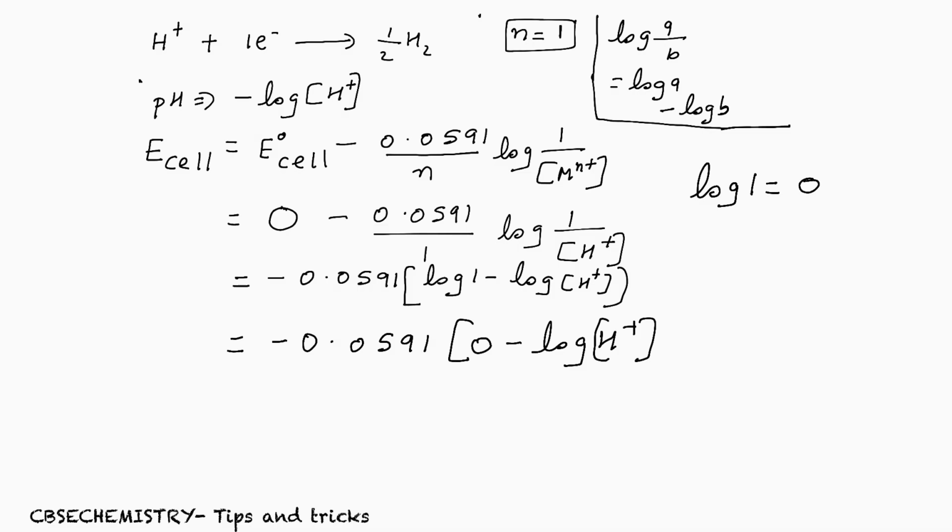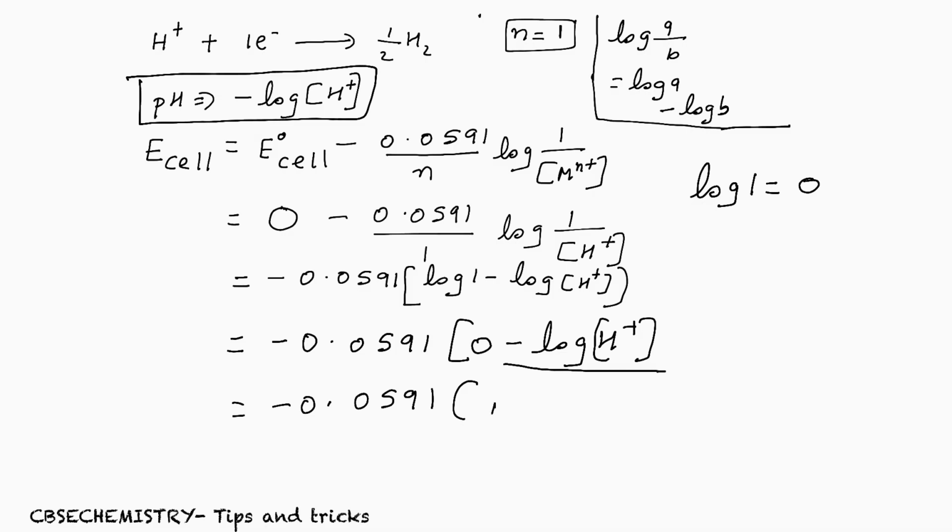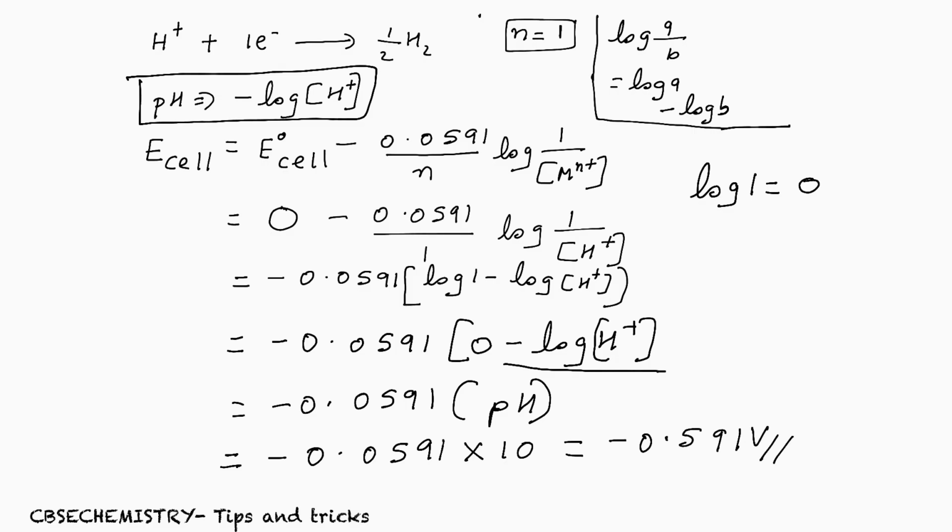Right. Now what is pH? Minus log H plus. That you can see here, right? Minus log H plus becomes pH. Correct. So minus 0.0591, see, this minus log H plus becomes pH. Clear? And as per the question, what is pH? It is 10, right? So minus 0.0591 into 10. Correct? So what you will get? We will get minus 0.591 volt. And that is our final answer.